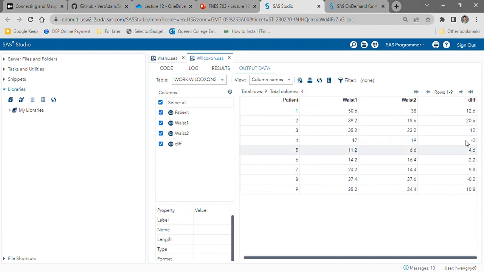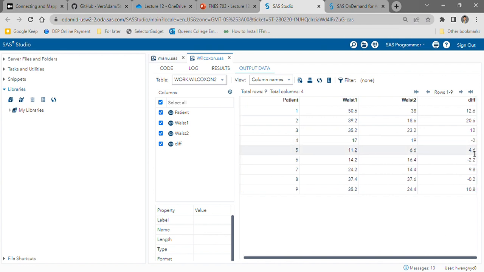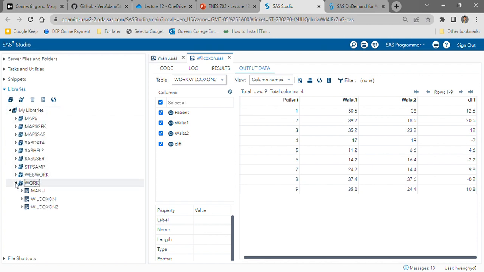And if you see in our data frame, we have this new column now called diff, right? And that's exactly this minus this gives you that, right? So 17 minus 19 gives you -2, okay? And if we come back here under libraries, my libraries, and then work, notice now we have our Manu, Wilcoxon, and Wilcoxon 2. So moving forward, the next step, we're going to use the Wilcoxon 2 data frame.